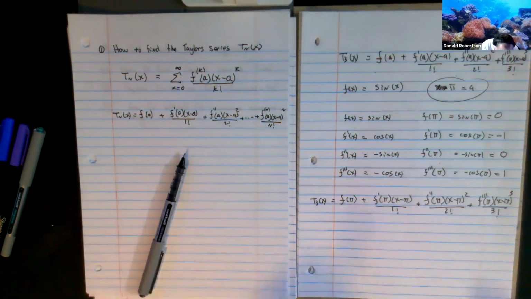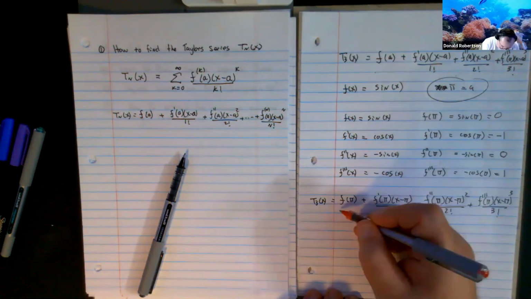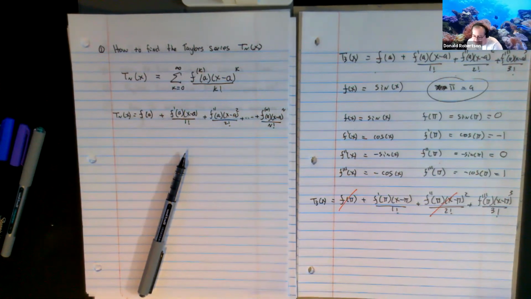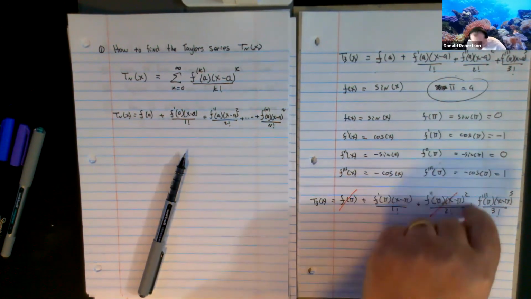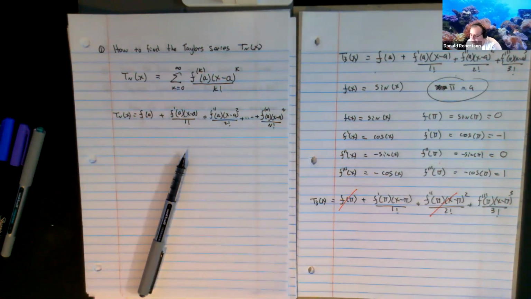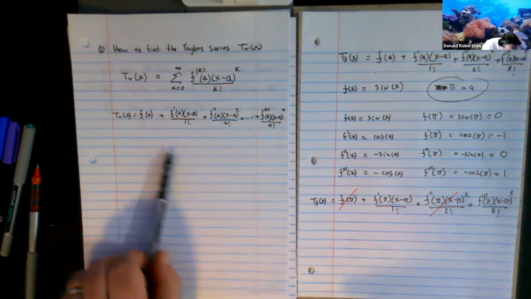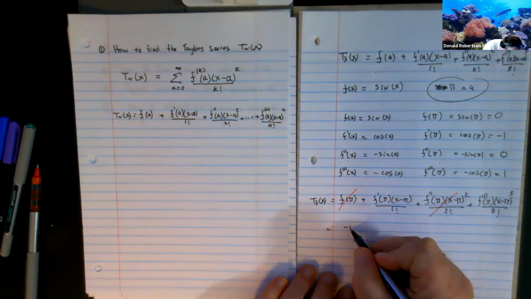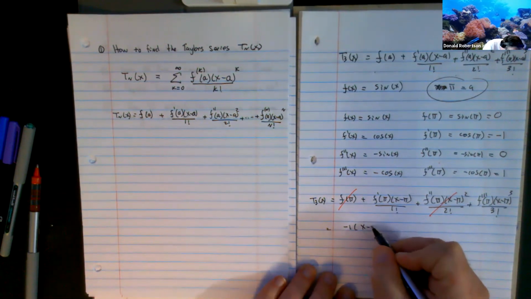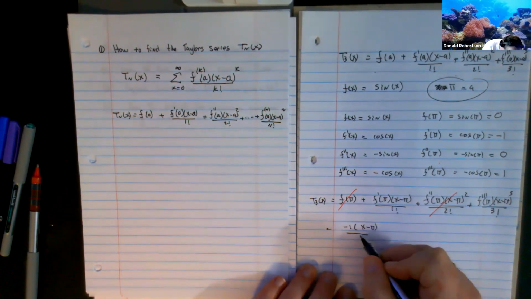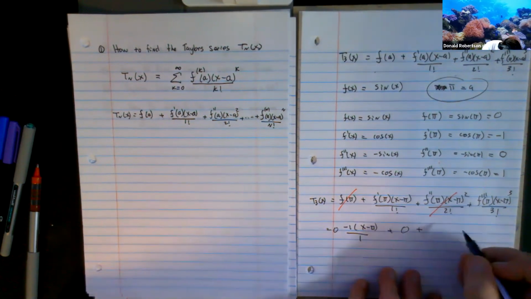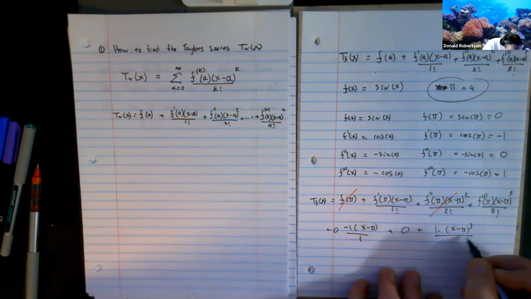Now, this fella is 0, and this fella is 0. So basically, I won't bother writing them down. Would you agree 0 times all of this is still 0, so there's no point. So T3 of x in this particular case is going to be this guy, which is -1, x minus pi over 1, right, technically a 0 at the front, then a 0, and then this fella, which is 1 times x minus pi cubed over 3 factorial, which is 6.